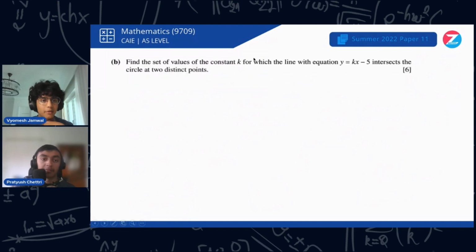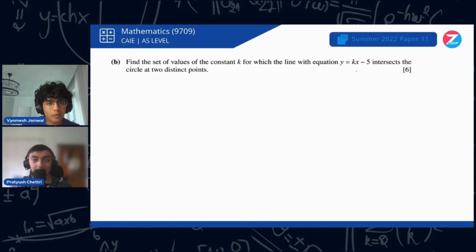Now we look at question number B. Find the set of values of the constant k for which the line with the equation y equals kx minus 5 intersects the circle at two distinct points. Yeah, it's a big question. We already know by looking at the marks.